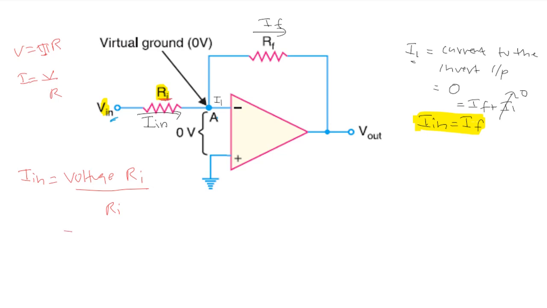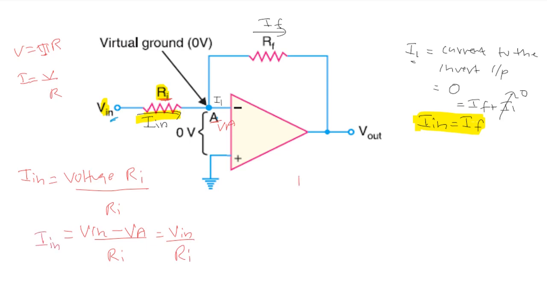Voltage across Ri is equal to, current is flowing in this direction. Current direction is shown here. So voltage across Ri will be equal to V in minus VA, where VA is the voltage at position A, divided by Ri. Now what is VA? Since it is virtual ground, VA is 0. So V in by Ri. This is I in. Okay.